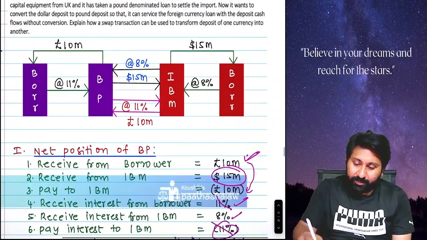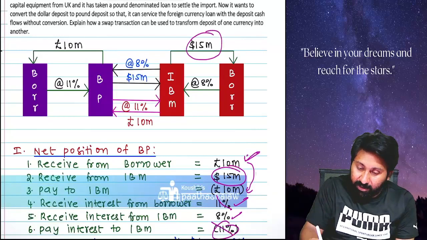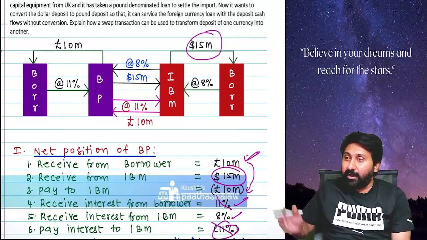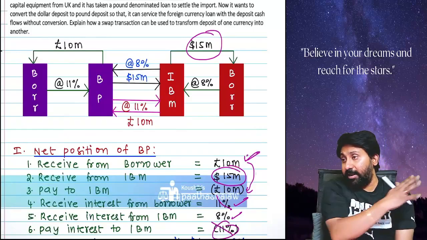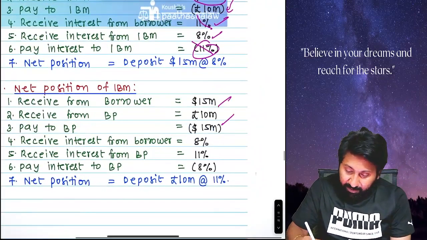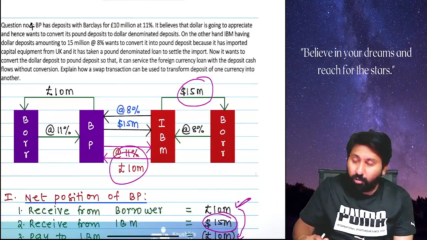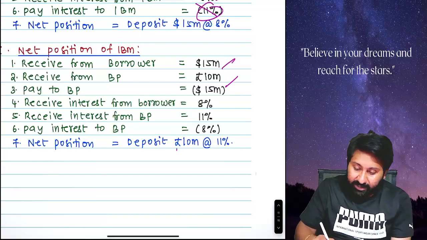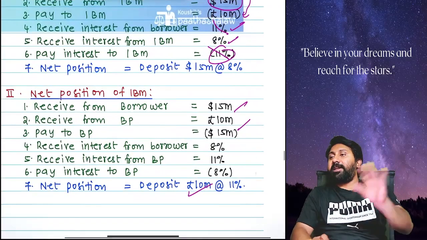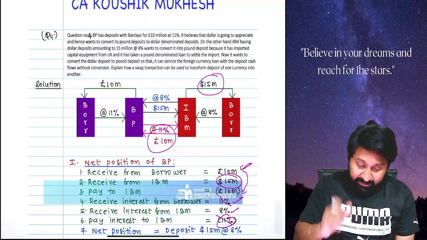Second position. IBM will withdraw the amount from the borrower. 15 million it will get. It will give it to BP. So 15 million received, 15 million paid. Technically 15 million cancels. In turn, what will it receive? $10 million loan it will receive. 8% will cancel. 11% rate is a deposit. The final transaction you have to show in the exam. So this is how the transaction happens.